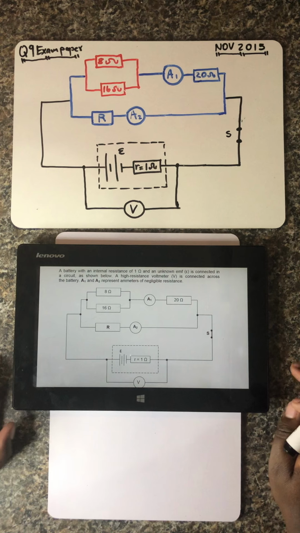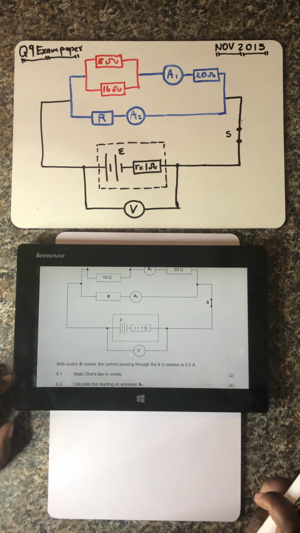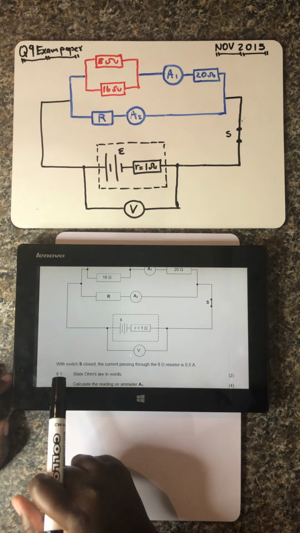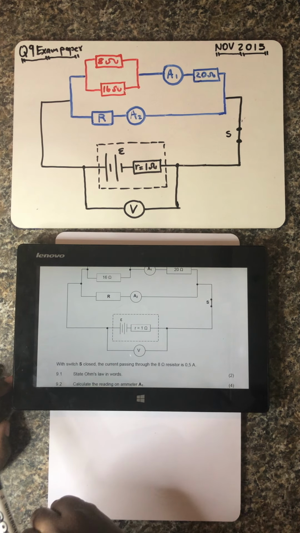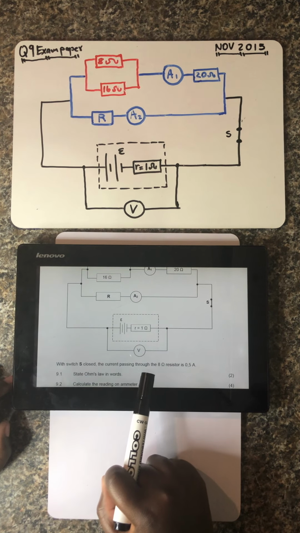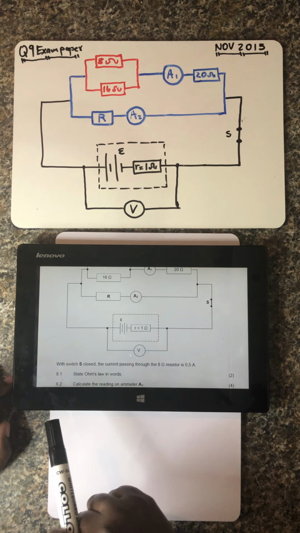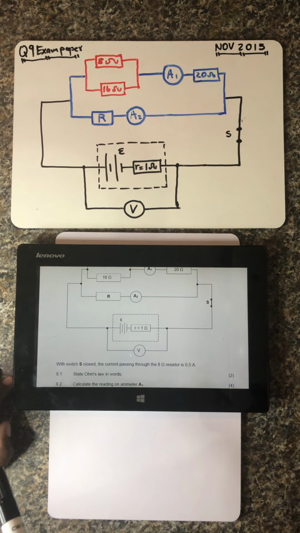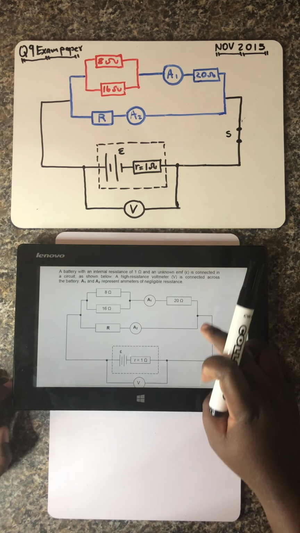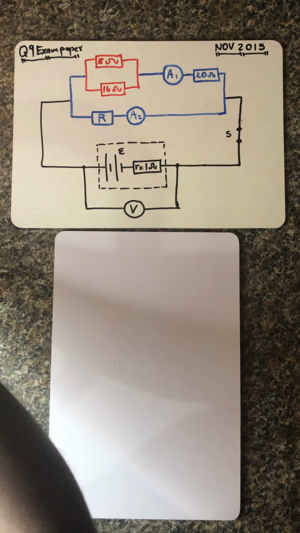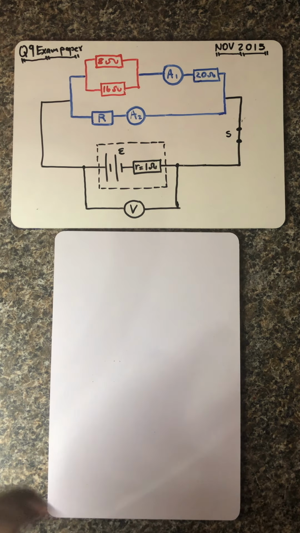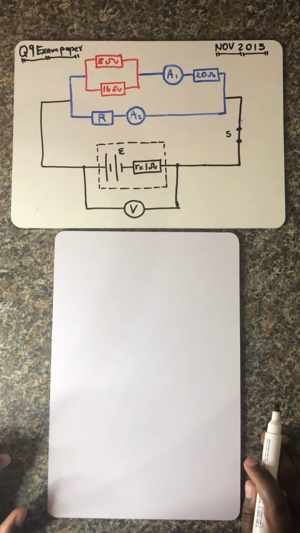So, guys, we've got a mini statement there which says, with switch S closed, the current passing through the 8 ohm resistor is 0.5 amperes. As I've indicated, let's just quickly try to analyze that circuit.